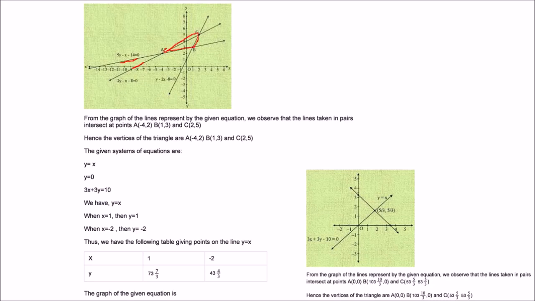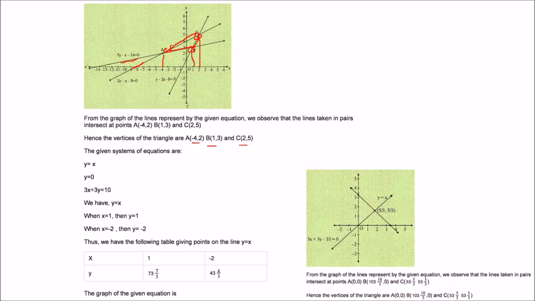So these are the vertices, these are the intersection points. You just have to find out which is this point, which is this point, and which is this point. These three are the coordinates, so the vertices of the triangle are these three.